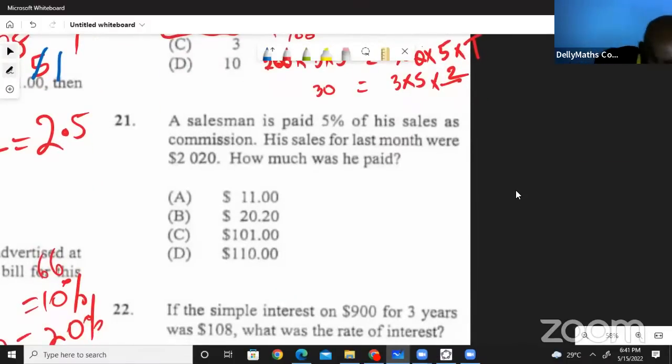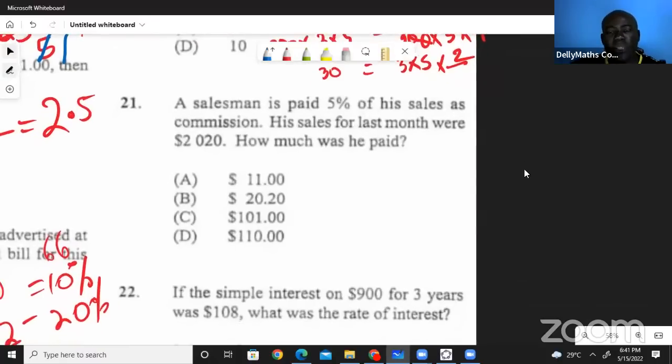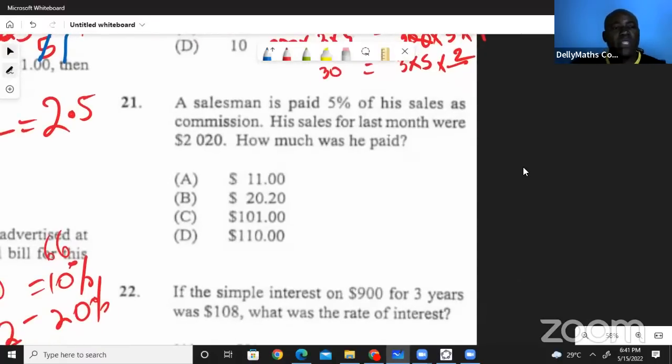Number 21. Let's see what number 21 has to offer. So number 21 says, a salesman is paid 5% of his sales as commission. His sales for the last month were $2,020. How much was he paid? Right? How much was he paid?